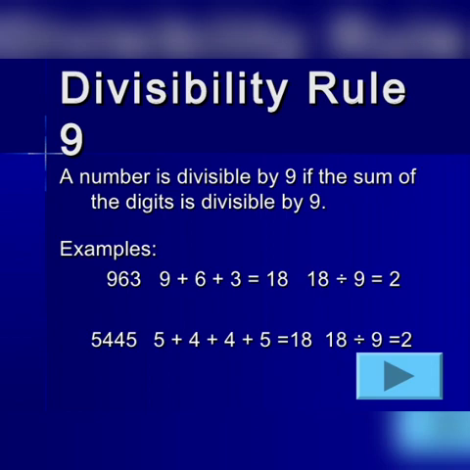The next example is 5445. Now I am adding the individual digits, 5 plus 4 plus 4 plus 5. We get 18. 18 is divisible by 9 because 9 2s are 18, right? So that whole number, 5445, is divisible by 9.